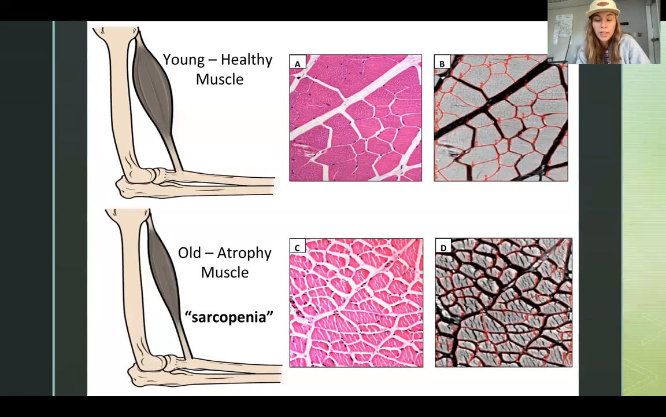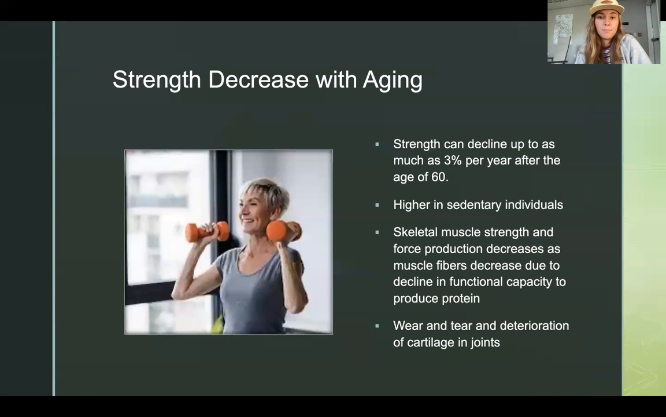I just wanted to draw this distinction between the younger muscle and what happens to the muscle as an individual ages. These two pictures are under different lights and different cameras, so there's not much of a difference between the two in appearance, but it gives you an idea of what happens on a cellular level to the muscles as we age. So I wanted to talk a little bit about strength decrease with aging.